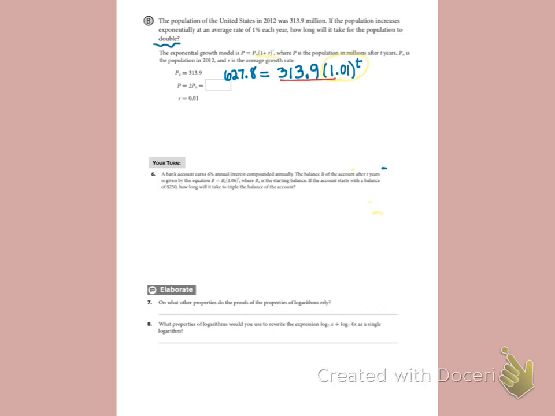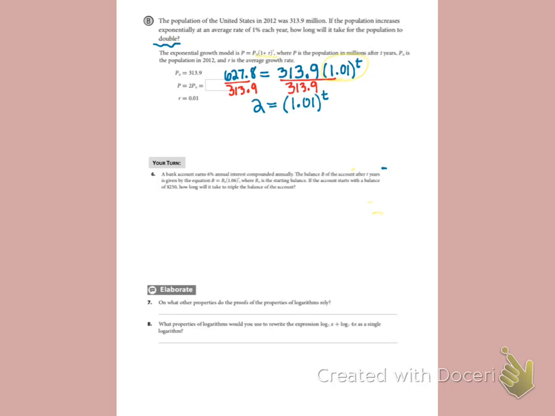And so to do that, this is actually multiplication between these two, so I'm going to undo by dividing. And I'm sure it is not surprising that when I divide 627.8 by 313.9, I get 2, because the whole point of the equation was to see when it doubled, right? So we want to know when the growth factor raised to the t power is going to be equal to 2, in other words, when it's doubling. If we want to know when it's tripling, that would be 3, and so on.